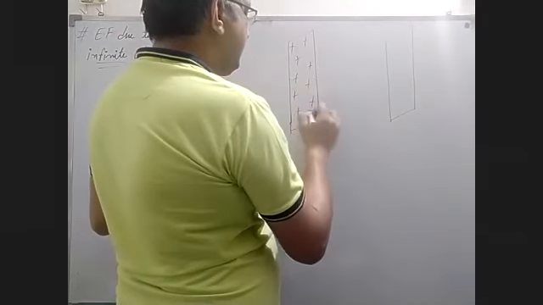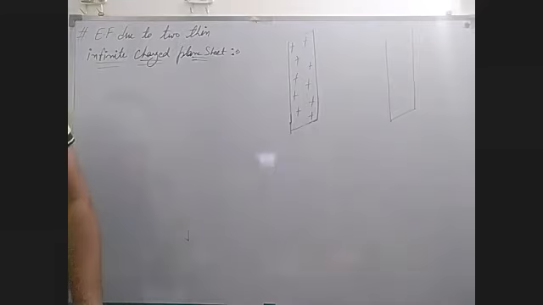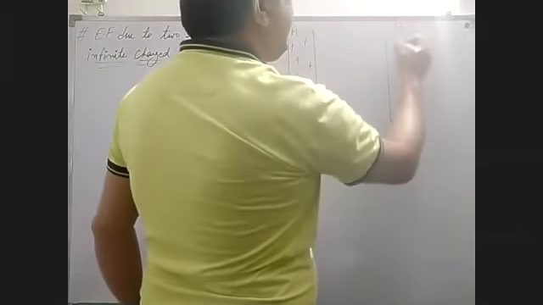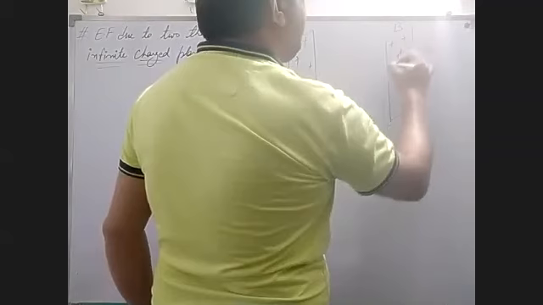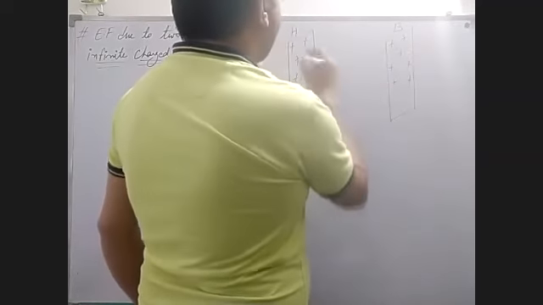Now, a positive charge on plate A, and in this way, we can take a positive charge on B. We can take both positive, or one positive and one negative also.